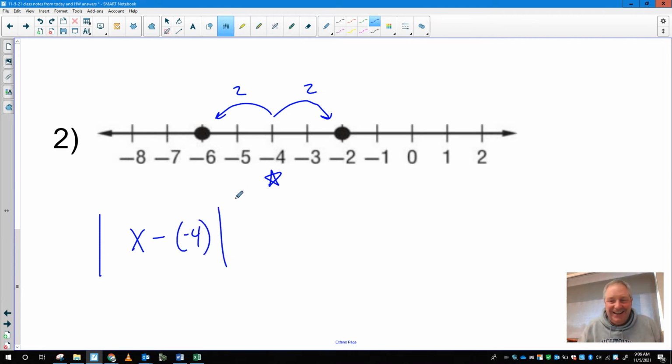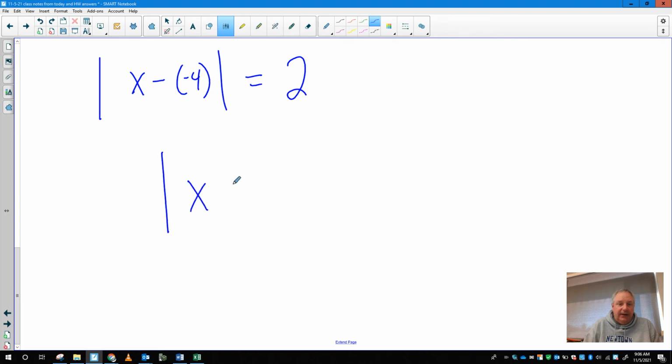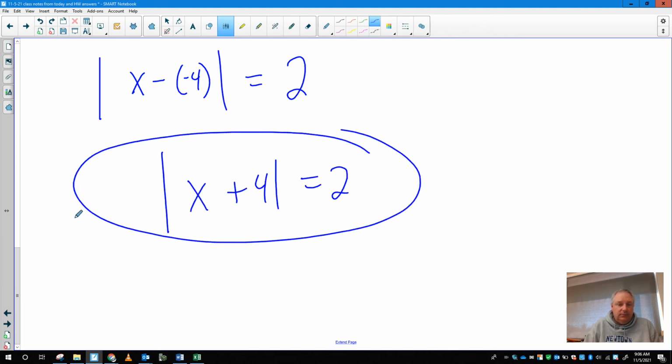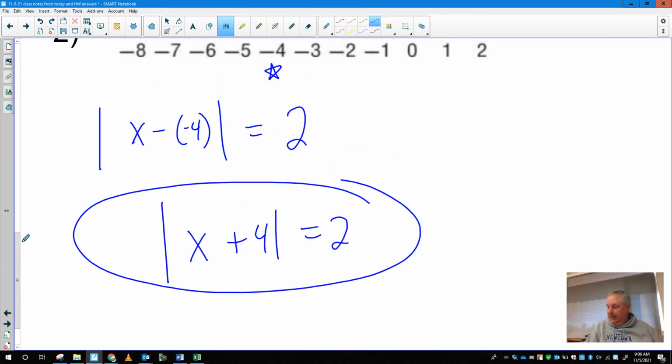All right, so it's the absolute value of x minus a -4 is equal to the distance from the middle to each point. The distance here we said is 2. We would just write our final answer, though. We never want to have 2 signs, so it's just the absolute value of x plus 4 equals 2. And that's all there is to it.